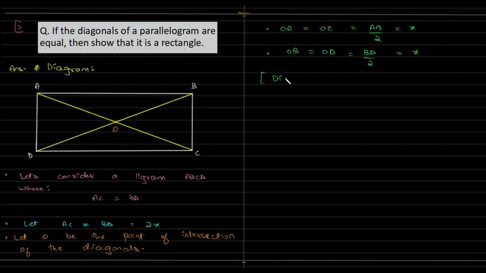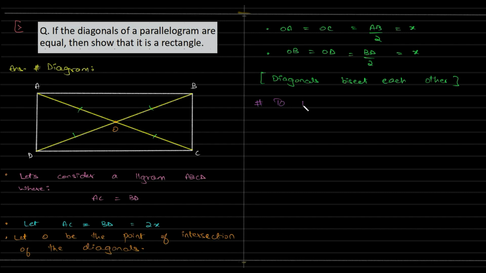Reason: diagonals bisect each other. So this is a property of a parallelogram, is it not? Okay, so this is something that we have to write. So this, all the sides are equal. Again, this is exclusively given, so we need to make such conclusions.